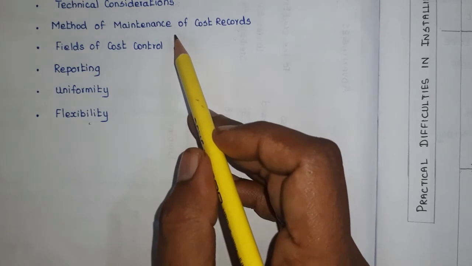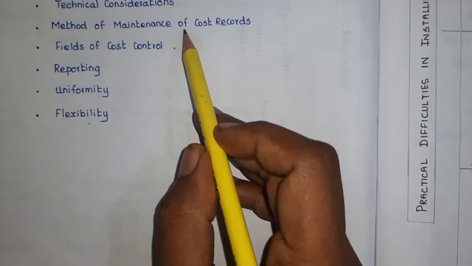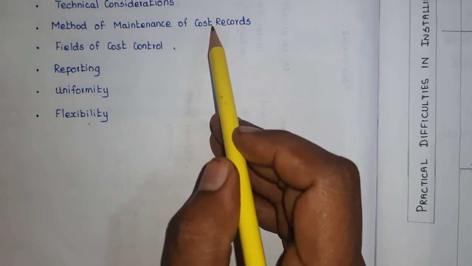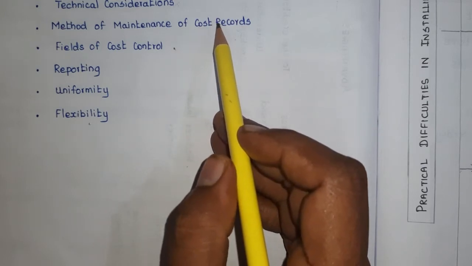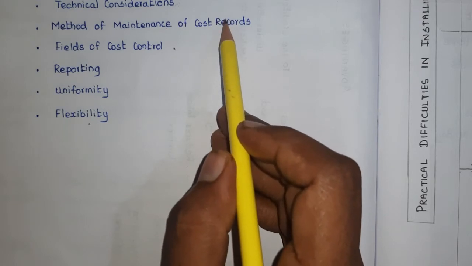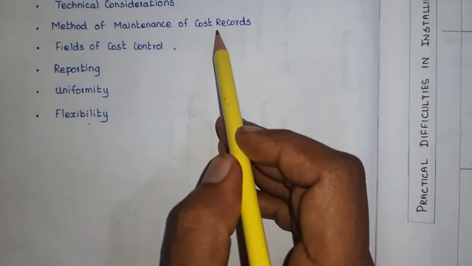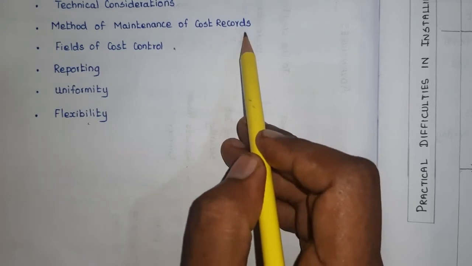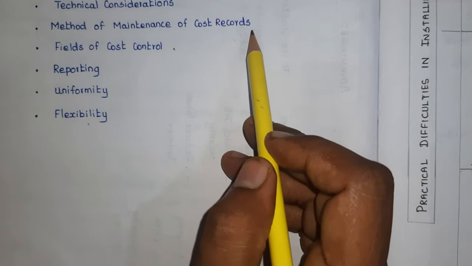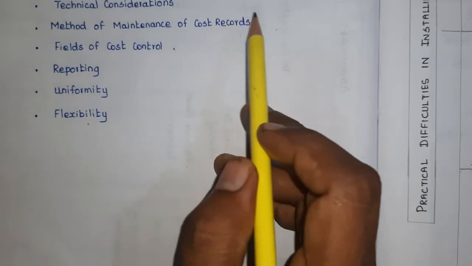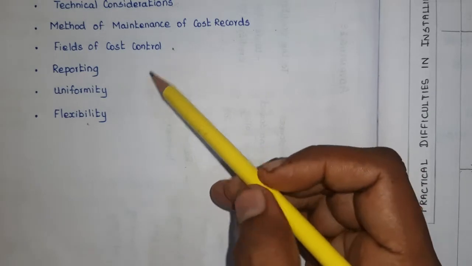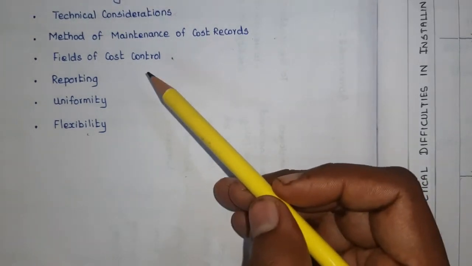Another factor to be considered before installing a costing system is the method of maintaining cost records. That is, it should be decided whether to have an integral accounting system, that is one set of books for cost and financial transactions, or a non-integral accounting system, that is separate sets of books for cost and financial accounts.